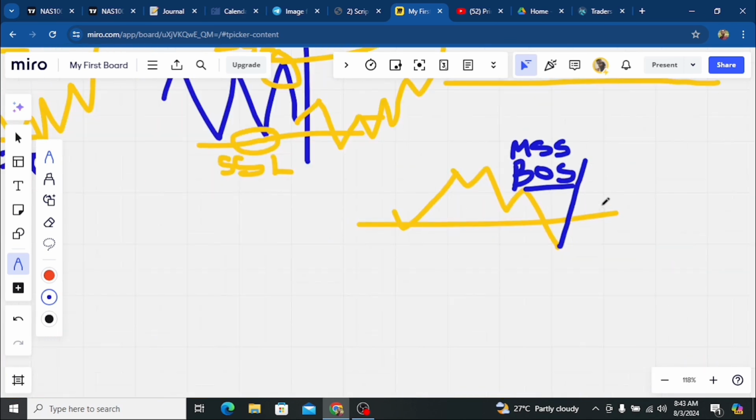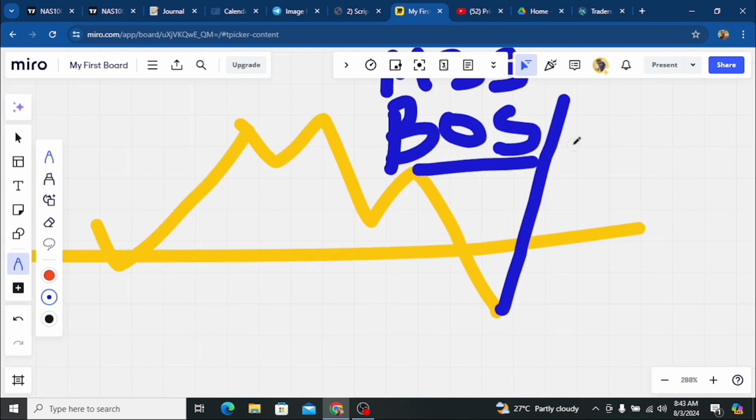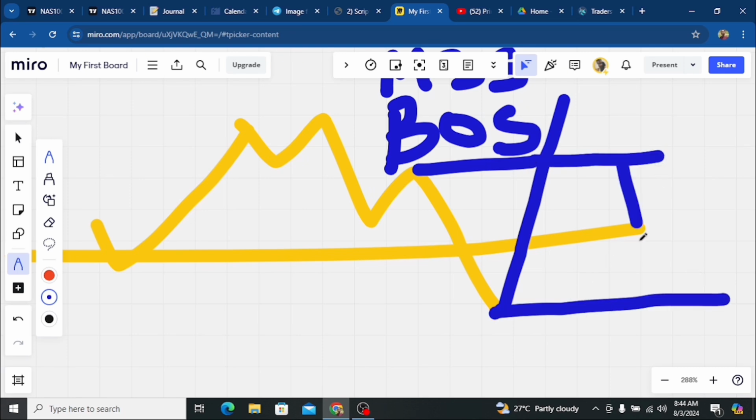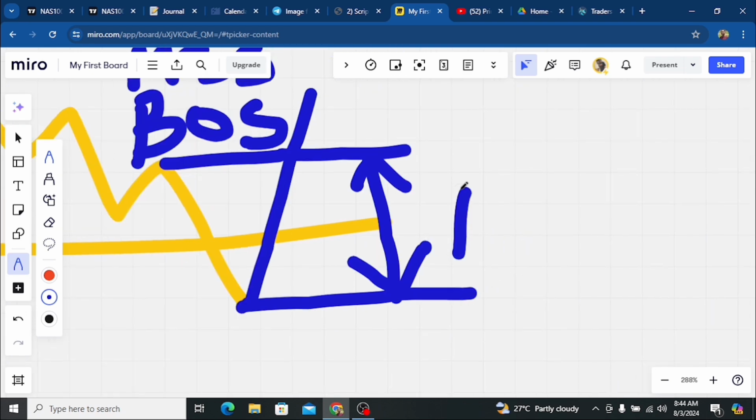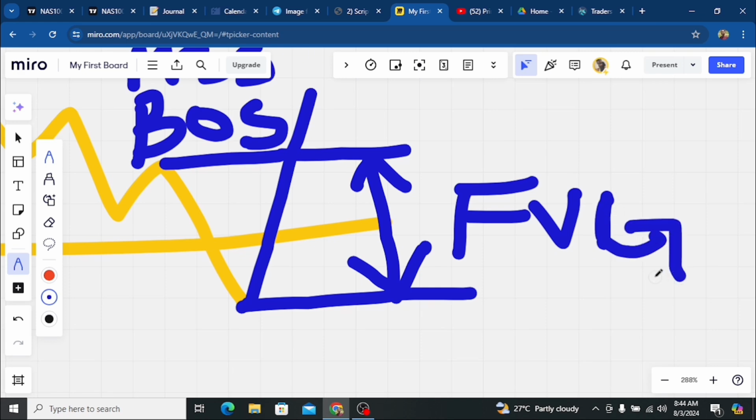Okay, that's what it's referred to as. So when the break of structure happens within the range of where the price broke structure, there's something you need to be looking out for, which is called a fair value gap. You need to be looking forward to a fair value gap, because on that fair value gap is where you're going to get your entry.